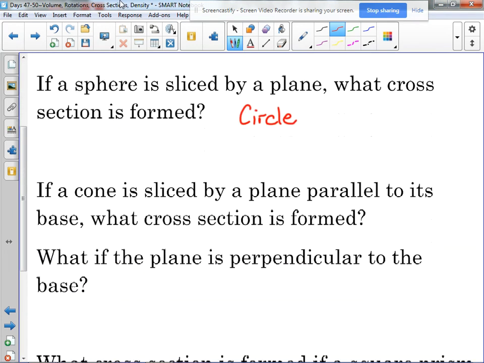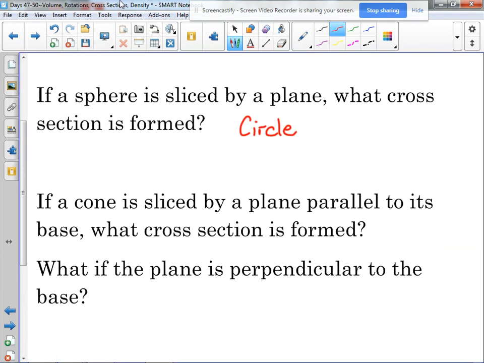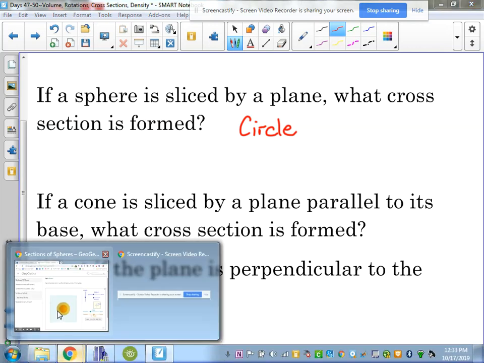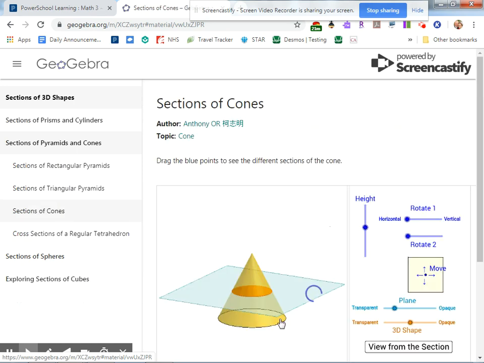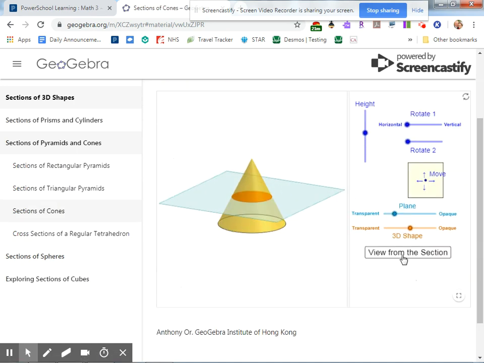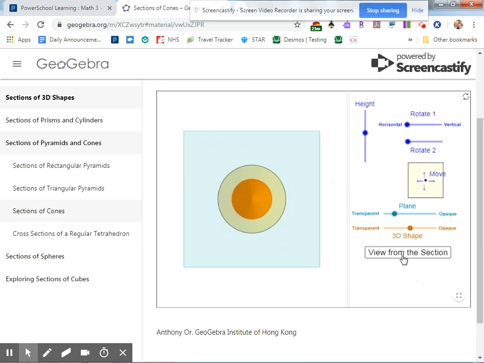Let's talk about a cone. If we take a cone, so imagine kind of like a traffic cone, and it's sliced parallel to its base. So we're just assuming that it's sitting on the ground, and we're going to slice it parallel to its base, and we're going to hold it up. What shape are we going to be looking at? Another circle. Good. There are cones on here as well. So right now, it is parallel to its base. So yes, that does produce a circle.